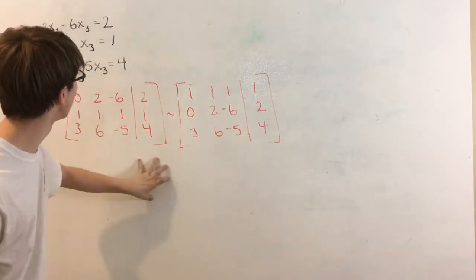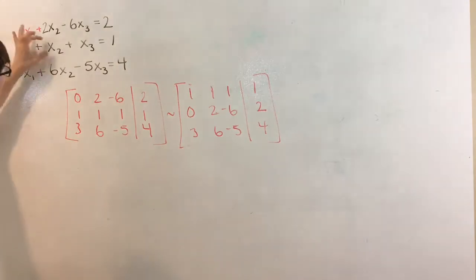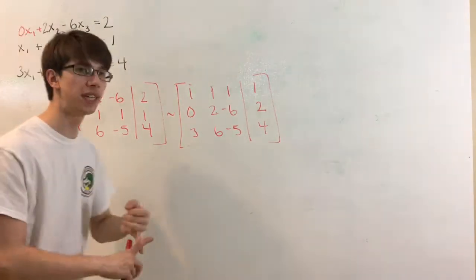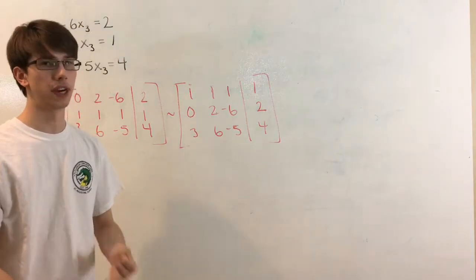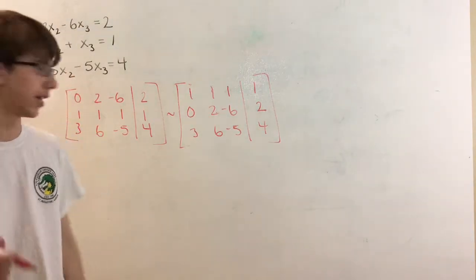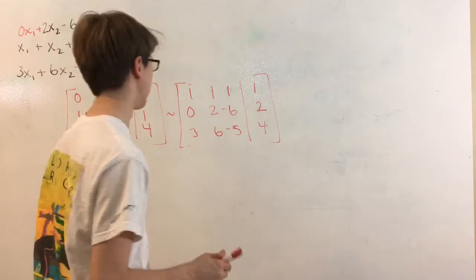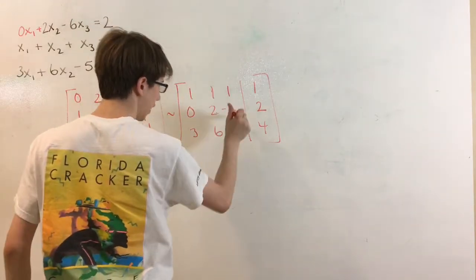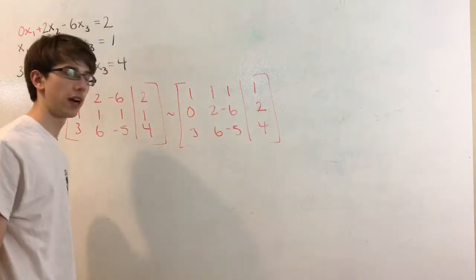What we're trying to do is get each variable defined, or get it to either a basic variable or a free variable, and we'll get into basic versus free in a little bit. All right. So we want this one to be the leading, this one to be the leading, and this one to be the leading.